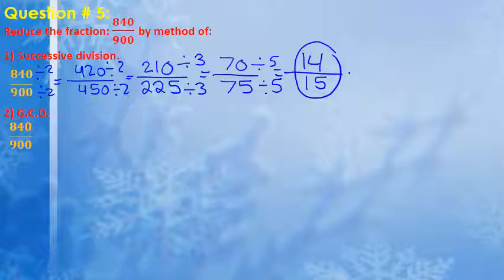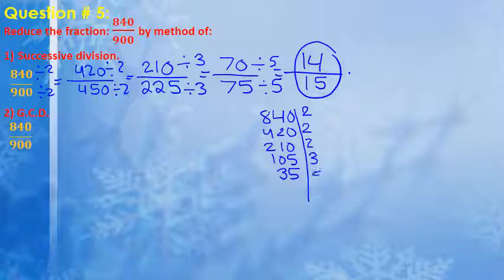Now we should find the GCD of 840 and 900 by the method of prime factorization. 840 divided by 2 is 420. 420 divided by 2 is 210. 210 divided by 2 is 105. 105 divided by 3 is 35. 35 can be divided by 5. It gives us 7, and 7 divided by 7 gives us 1. So the prime factors of 840 are 2 cubed times 3 times 5 times 7.